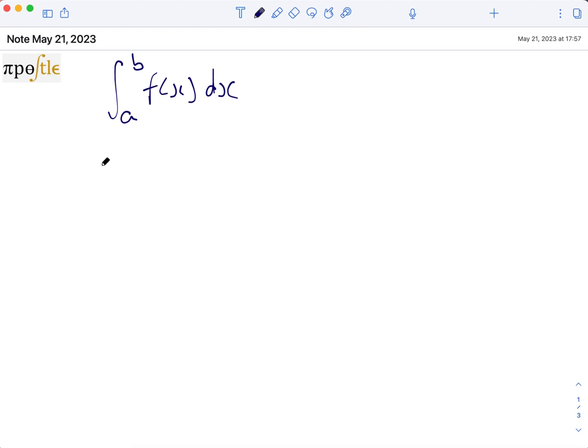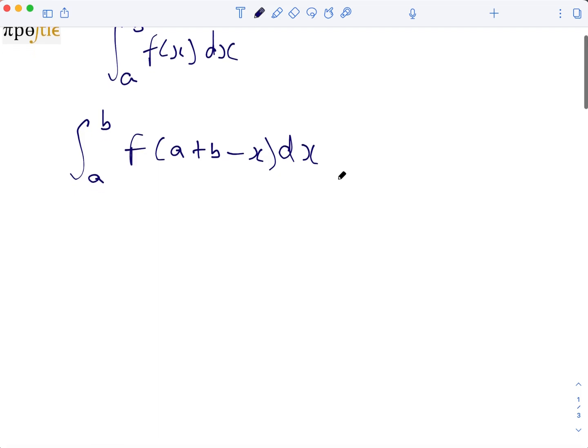Now from option A, which is actually the correct one, that is the integral from a to b of f of a plus b minus x. How are you actually sure that this is actually the correct answer? Now here's what you do.